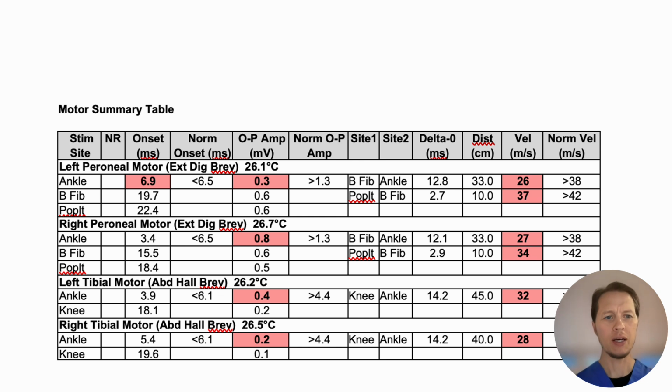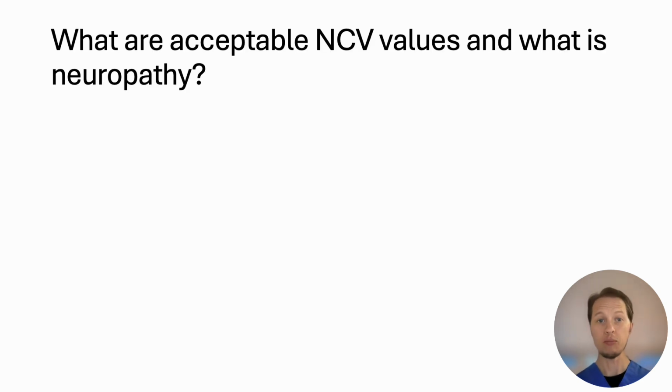So here we are, motor, and again, a kind of sea of red here. Prolonged latency there. These are okay. That one's kind of borderline upper limits of normal. Very low amplitudes across the board and low conduction velocities. And not mildly low. These are significantly low, in the 20s. Which brings us to the question, what are acceptable values?